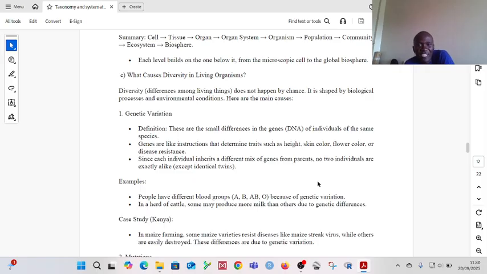So the instruction for height, if the instruction for this one and the other one are different, one will be tall, the other short. The genes that code for skin color, if the instructions for one are different from the instructions for another, then the skin color will be different. The genes that are responsible for the ability of someone to be easily susceptible to a disease or resist that disease, if the genes are different, then the resistance that person has to the disease will also be different.